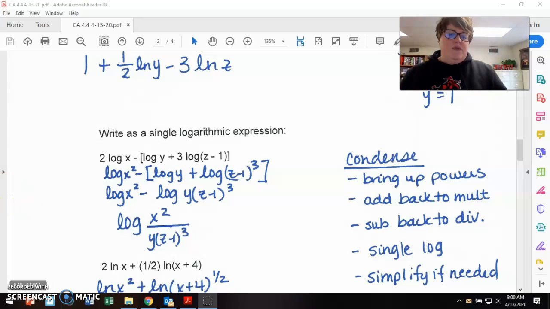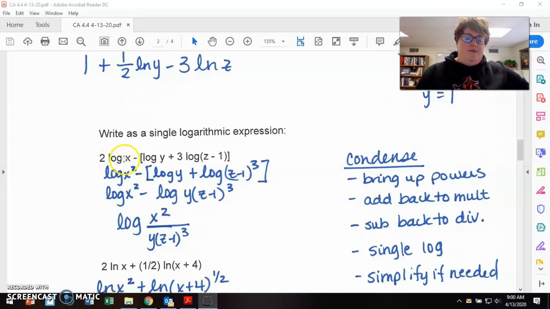So here, the first one, we brought our powers back up. So we brought our 2 back up and our 3 back up. Then we condensed our multiplication right here, so addition goes back to multiplication. And then subtraction goes back to division. And then we want to look to see, is there anything on the top and the bottom that I can simplify? And there's not.